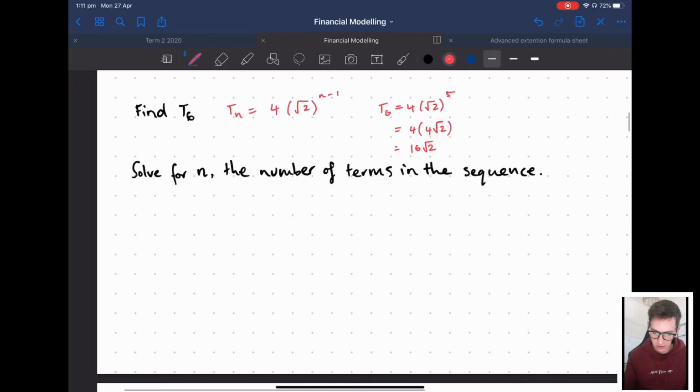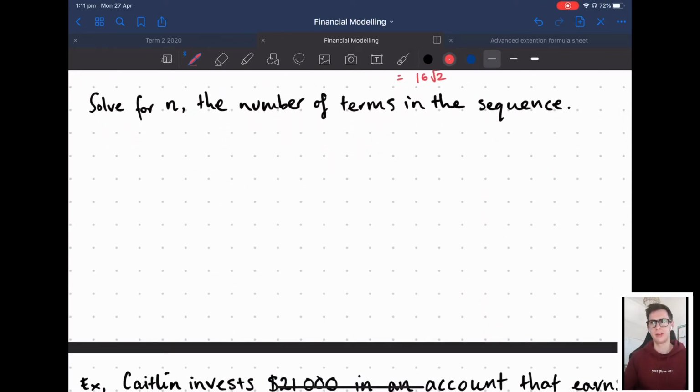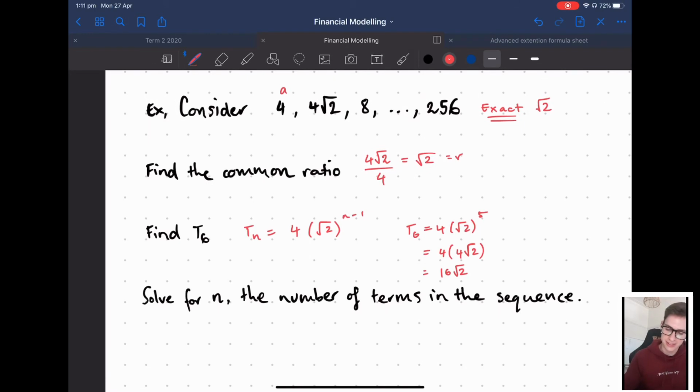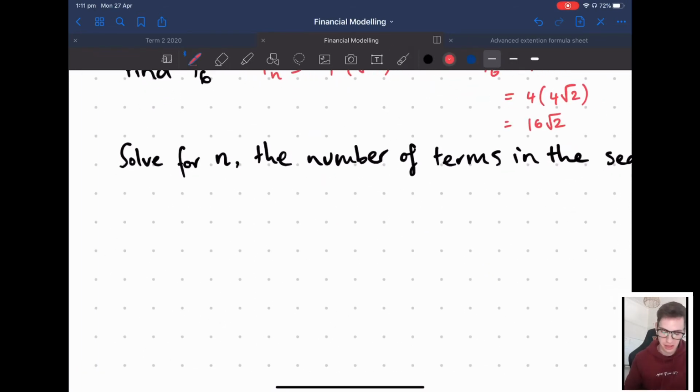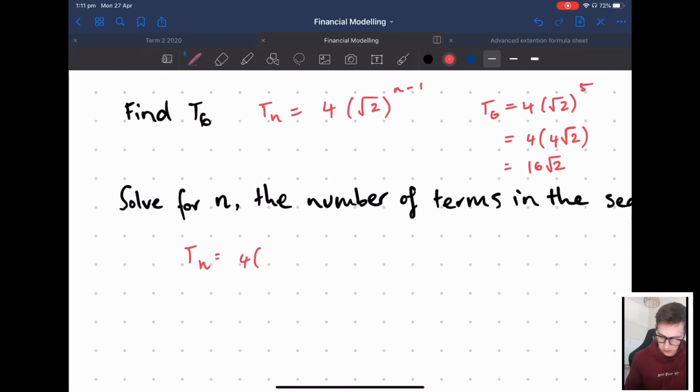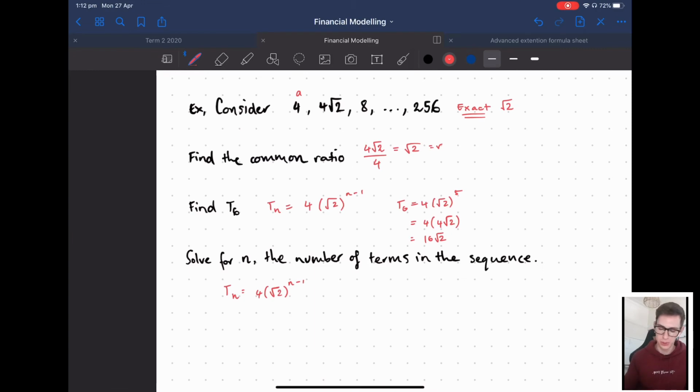Okay, now it wants to solve for n. Now we haven't done this yet. N is going to be the number of terms in the sequence. Remember that I said it was finite. It ends at 256. So what I'm being asked to find is, well, what spot is 256? So let's start by writing it out. We know our formula, which we found a second ago, is going to be 4 times root 2 to the n minus 1. Now I know what my final term is. It's 256.